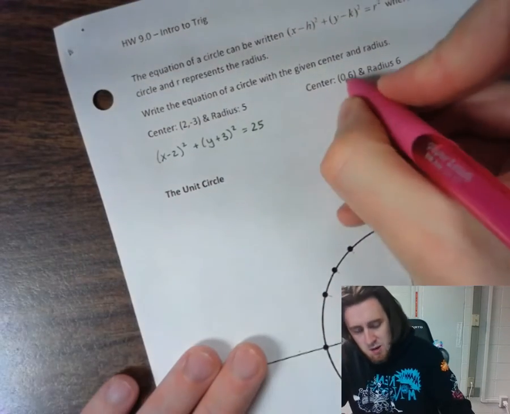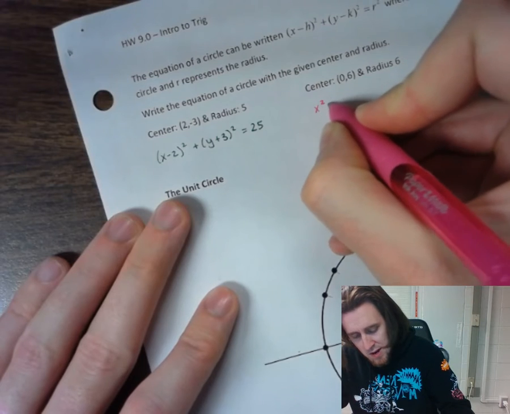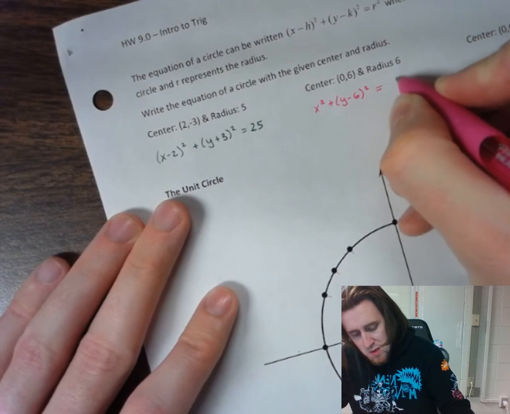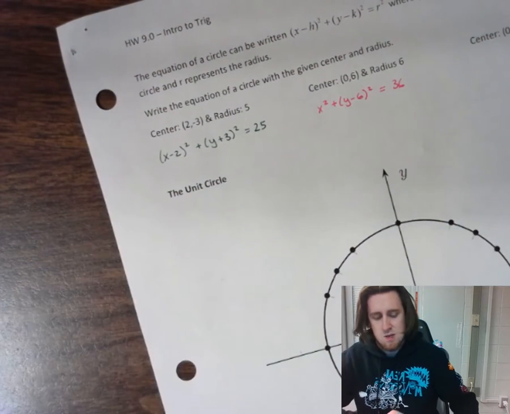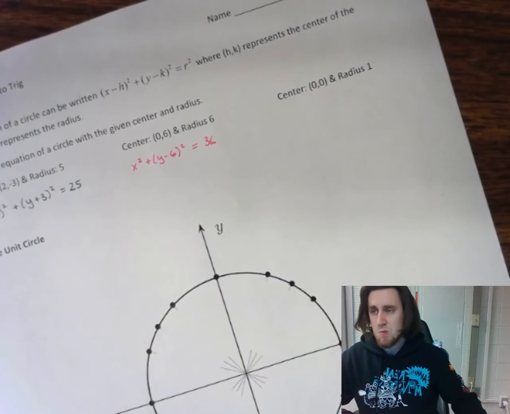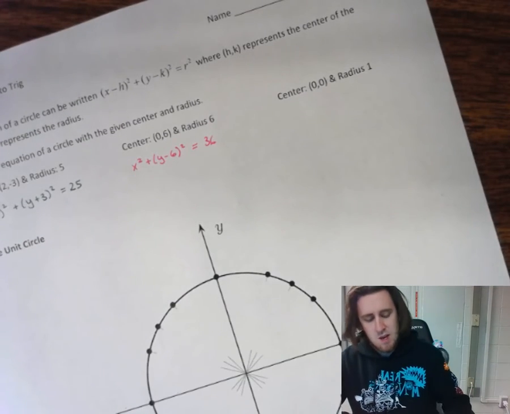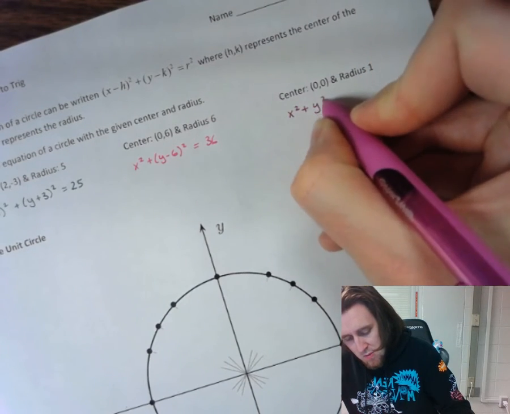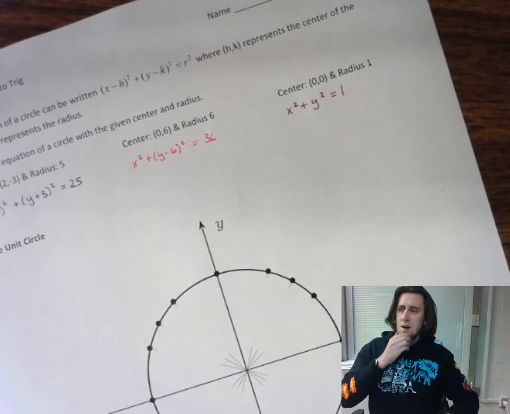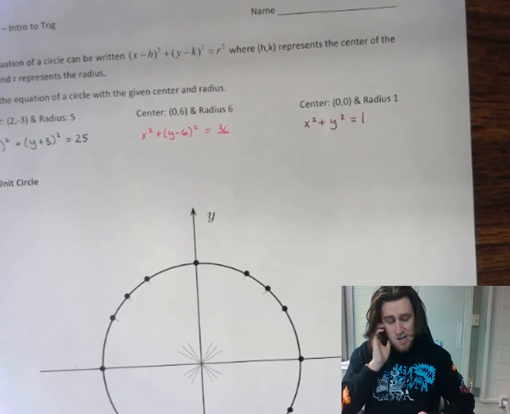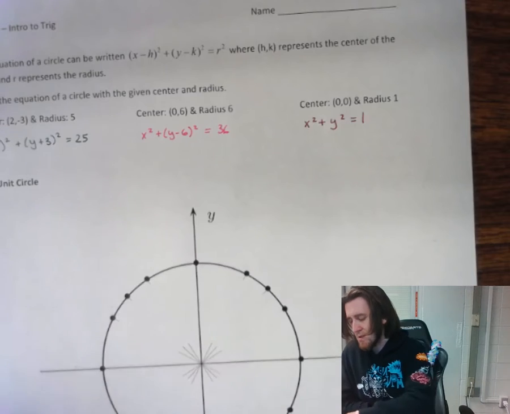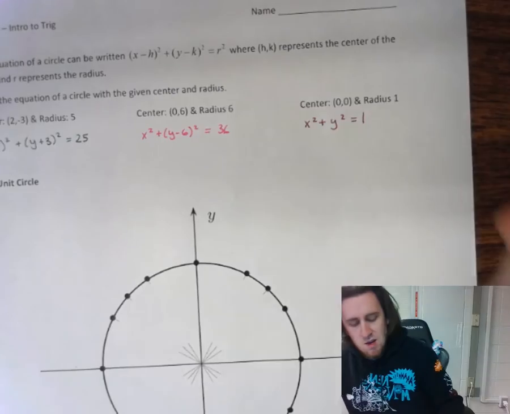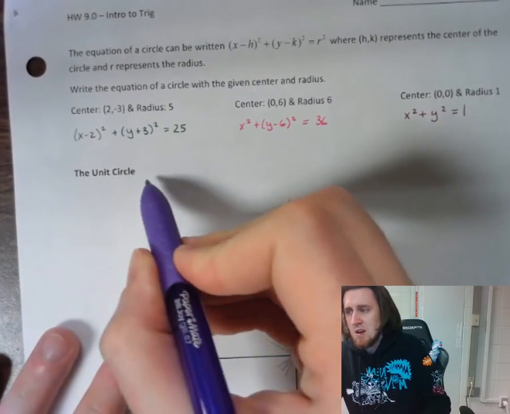In the next one, the center is at 0, 6, so we'll say x squared plus y minus 6 squared equals 6 squared, which is 36. And in the last one, we have a center at 0, 0 and a radius of 1. So that'd be x squared plus y squared equals 1. Now this last equation is actually really important to mathematicians. So important they gave it a name, called it the unit circle, which was printed right here.